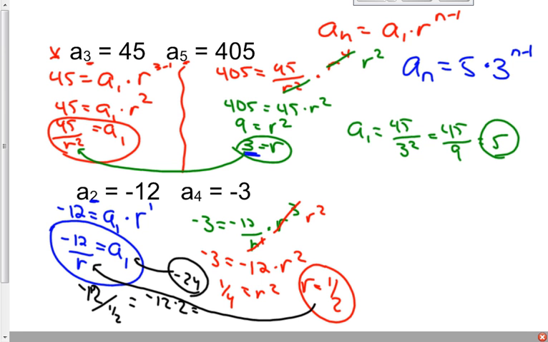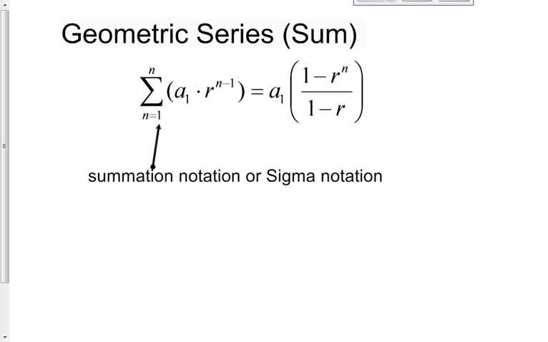And now I can write the model. A sub n equals first term, negative 24, times my common ratio 1/2 raised to the n minus 1. The other equation that we need to look at in this particular section is the equation for your geometric sum. This is the series that we're looking for, geometric. So this is actually formula number 4. Arithmetic sequence was the first, arithmetic series was the second. Geometric sequence is the third, and now our geometric sum is the fourth one.